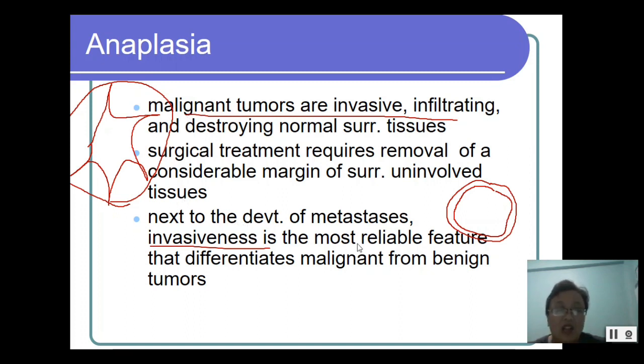Now, next to the development of metastasis is invasiveness. Okay, it's the most reliable feature that differentiates a malignant from a benign tumor. Kung ang tumor easily invades other organs, then it is most likely malignant.